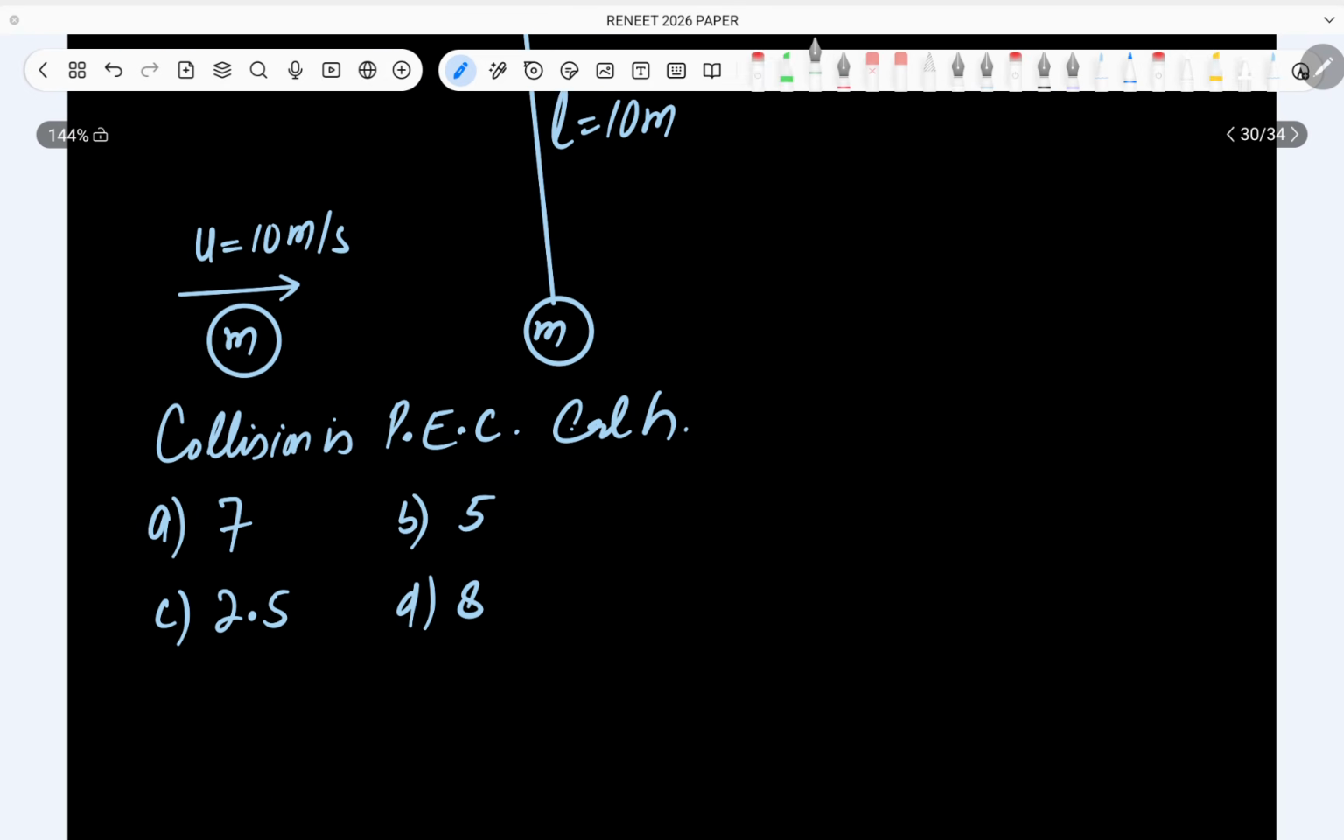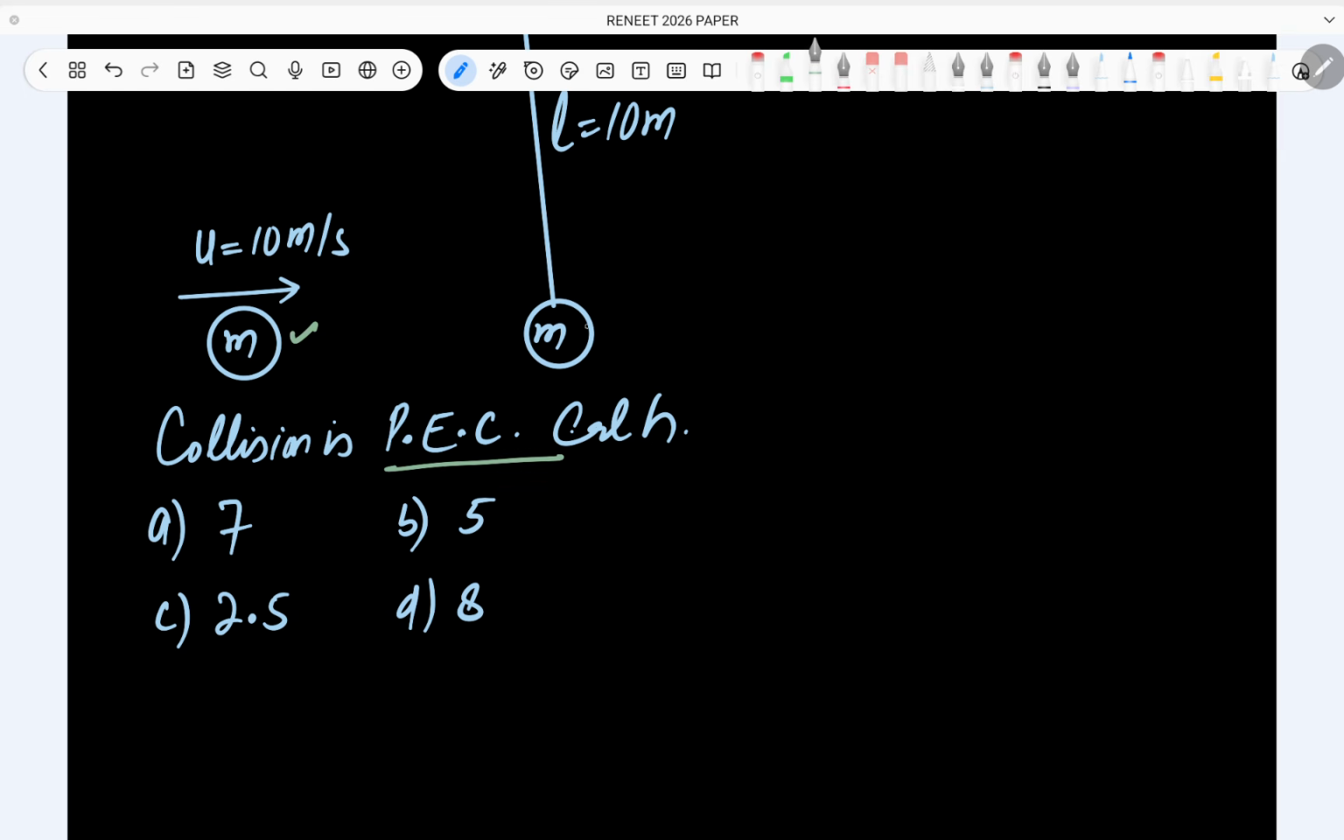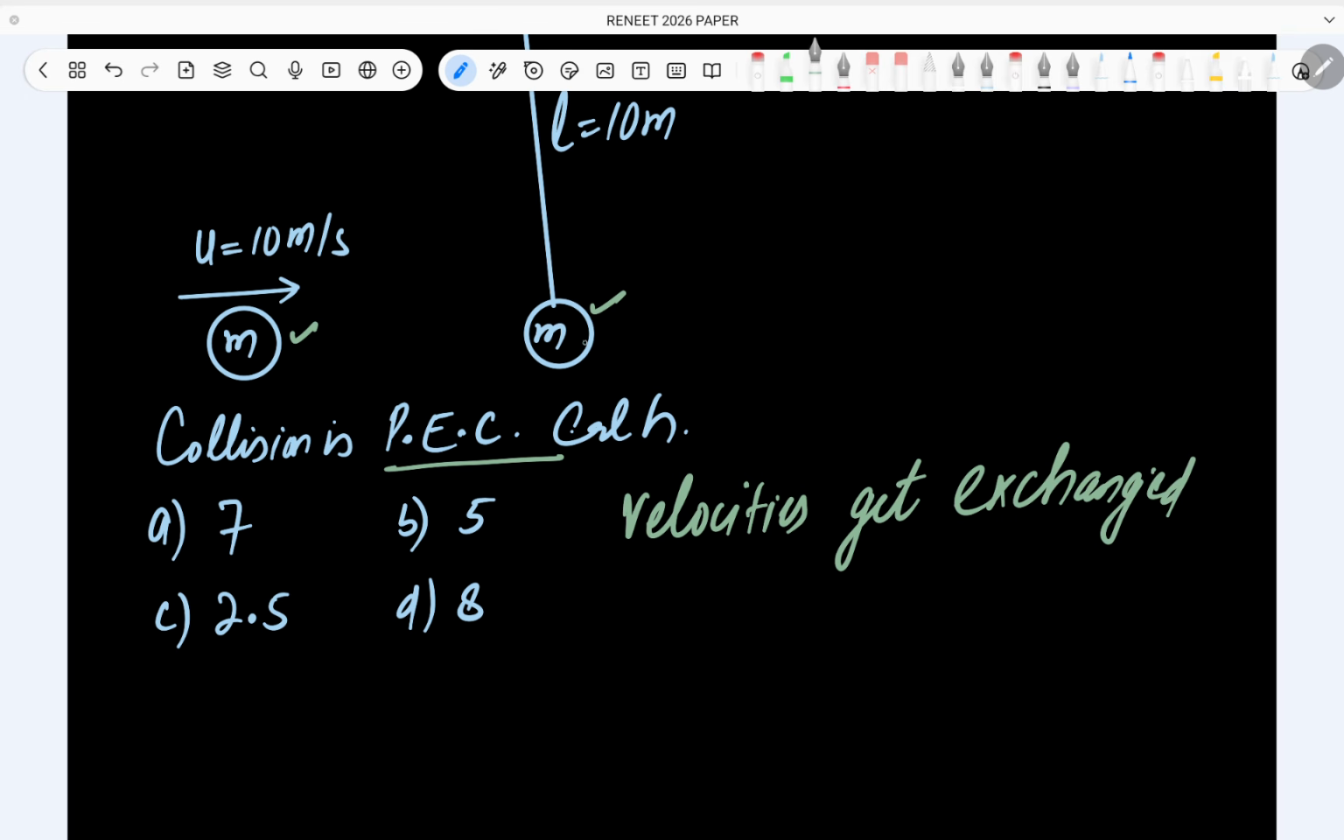Question number 33, is this a difficult question? Not at all, it's a very easy question. Collision is given, it's a perfectly elastic collision, this ball and this ball have the same mass, they will collide. Whenever two particles have the same mass and the collision is perfectly elastic, याद रख लो बेटा velocities get exchanged, velocities get exchanged. So when the velocities get exchanged, that means after collision इसकी जो velocity होगी that will be equal to 10 meter per second, और इसकी velocity of this particle will come out to be 0.